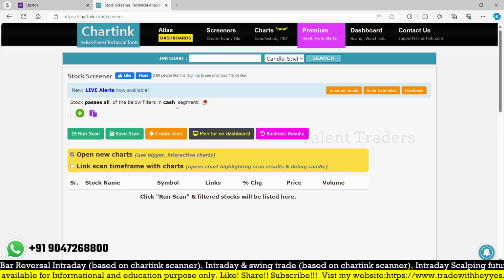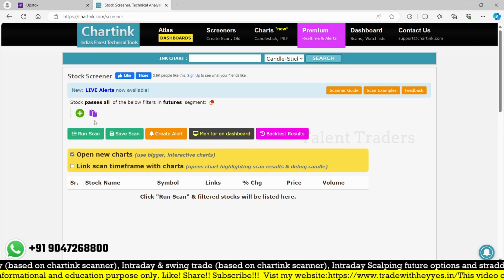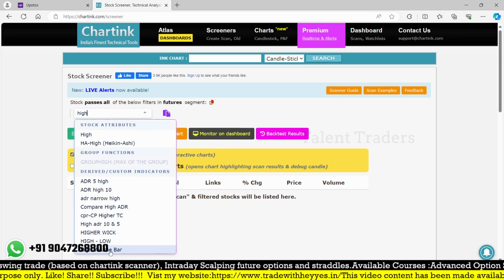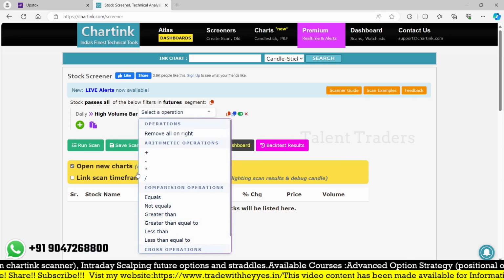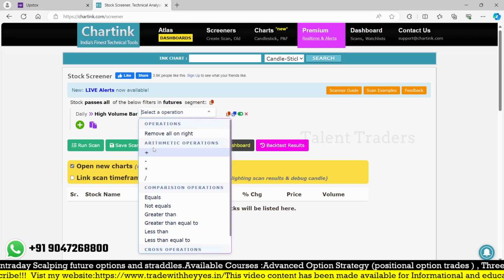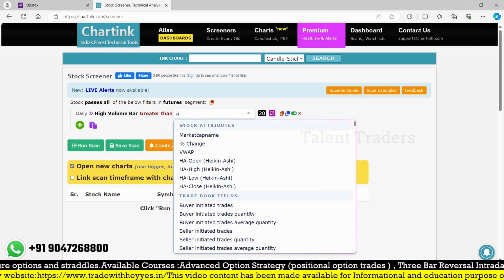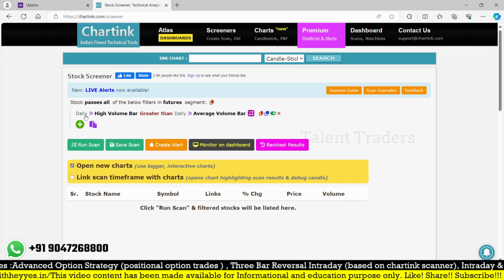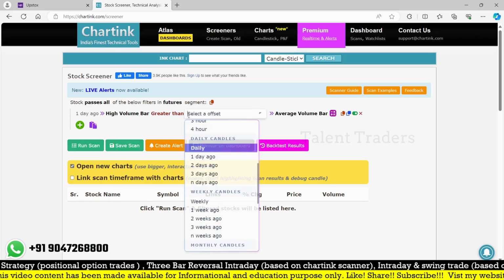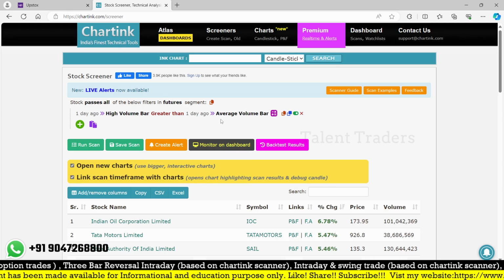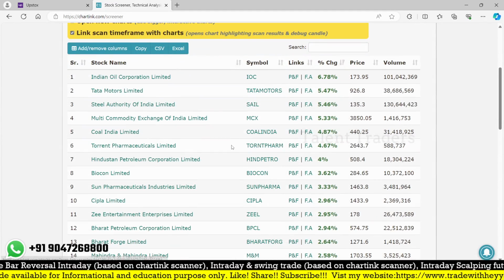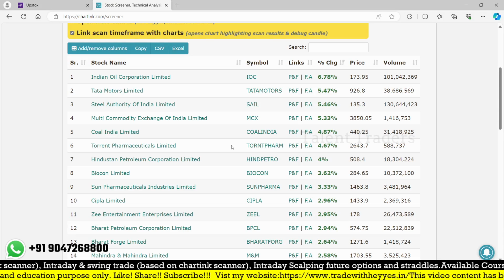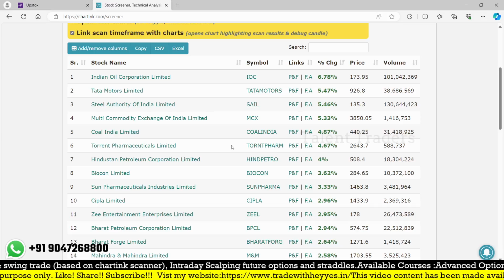Okay, so let me go with the futures and future stocks, and I have already created the higher volume bars should be greater than the average volume. These are all custom indicators which are not available by default, and I'm just looking at one day ago. That means yesterday's higher volume. These are the stocks which happened yesterday, like IOC, Tata Motors, SAIL, MCX. From these stocks only, I'm looking for today's opportunity.